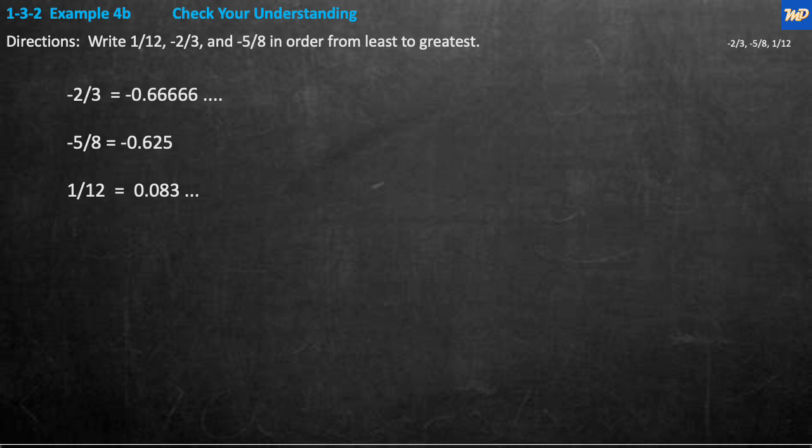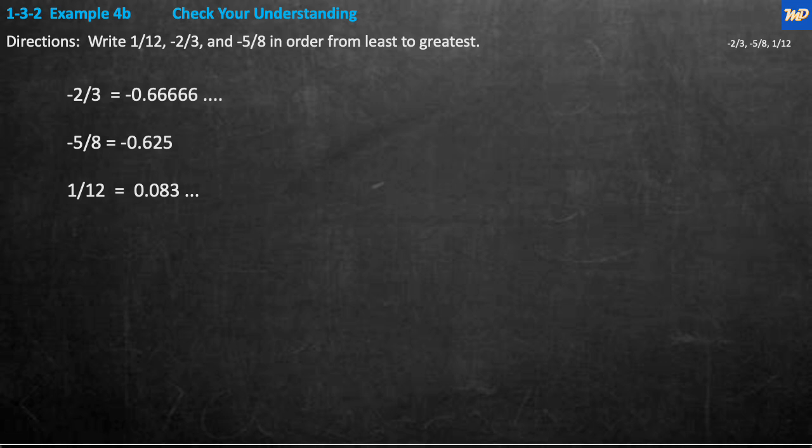Okay, so I assume you've done that. So let's take a look at them. First, I wrote them as decimals. So negative 2/3 is equal to negative 0.66666 forever. Negative 5/8 is equal to negative 0.625. That's a terminating decimal, right?